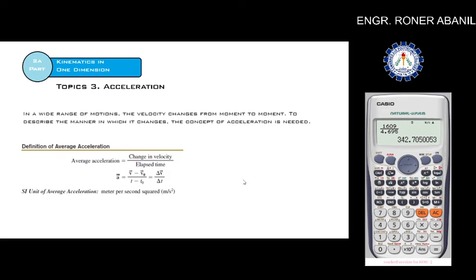So, ito yung formula ng ating acceleration. Change in velocity over the elapsed time, or pwede nating masabi na acceleration is equal to the final velocity minus the initial velocity over the final time minus the initial time. Or sabihin na lang natin na delta V over delta T. So, ang unit natin dito is meter per second squared. Okay?